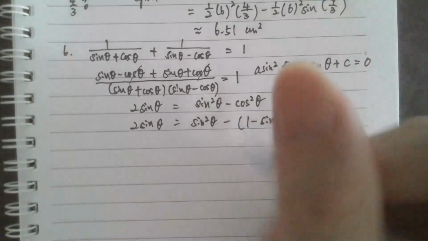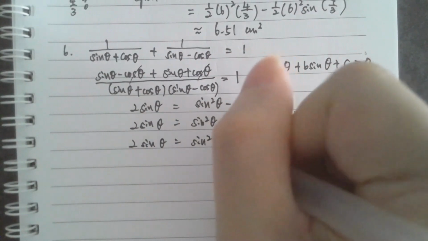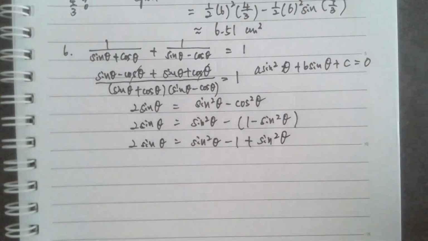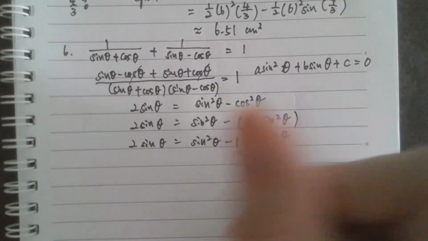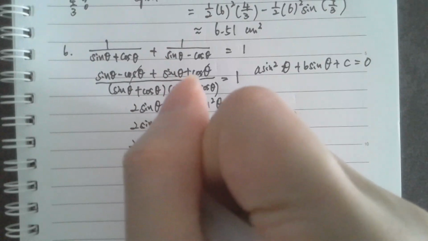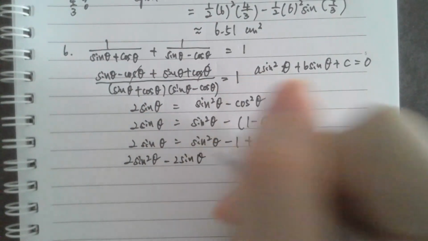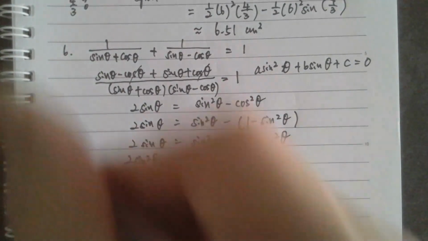Alright, simplifying this, let's just do it quickly. This will be sine square, subtract 1 plus sine square. Okay, and moving this across, we arrive at this answer: 2 sine square theta minus 2 sine theta minus 1 equals 0. Okay, so that's it. This is part A.